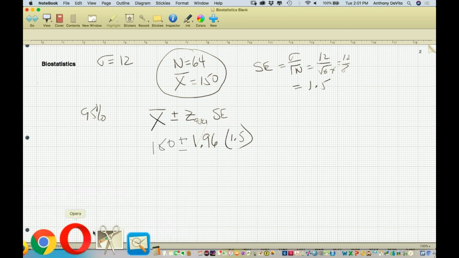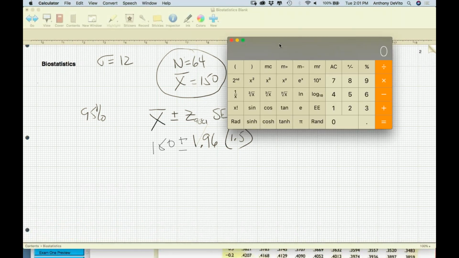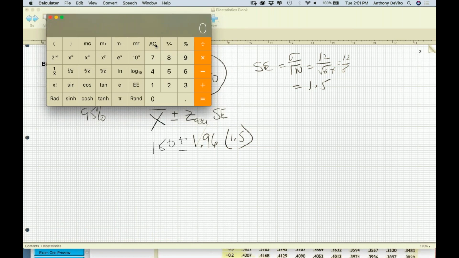So rather than round, I'll round at the end. Okay, so I'm going to take this, clear. I probably mentioned this before. I hate using a computer for a calculator. It's terrible.